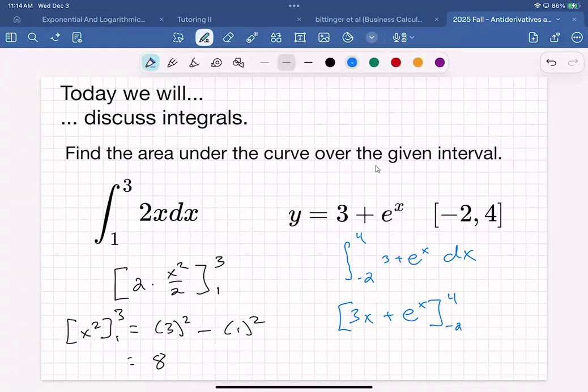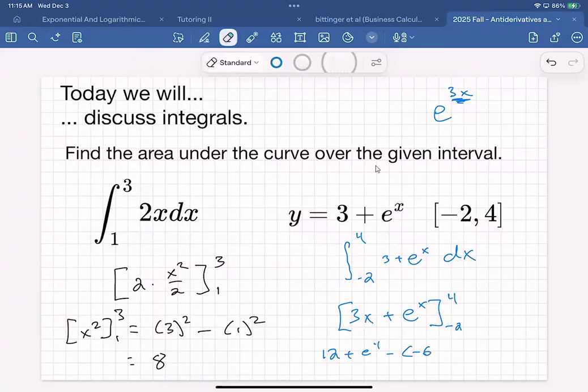Now, the other thing I would say here is watch out. What if I had something like e to the 3x, right? So remember, that's where that chain rule perspective we have to watch for. Okay, here I had just e to the x, though. With that said, though, we'll have 12 plus e to the 4th minus -6 e to the -2, sorry, plus e to the -2.